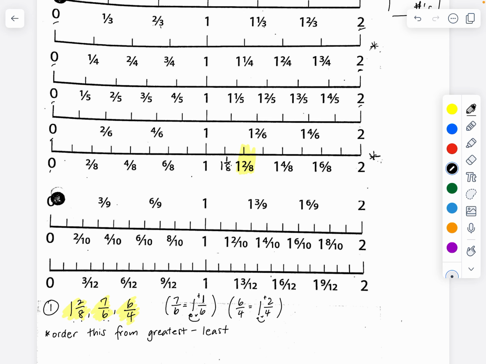So I'm just going to mark that off in red there. I'm going to look for 7/6. I know 7/6, I've just worked out, is equivalent to 1 1/6.